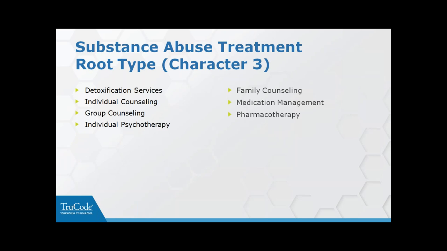These are the most important things. What are we actually doing? These are the abuse treatment root type, which is going to be your character 3 in your codes. What are we doing for the patient? Detox, individual counseling for substance abuse. Again, you can see how important it is to know if they're having therapy, group, family, or individual, what is it for? Is it for a mental health issue, or is it for substance abuse? So that's going to make a determination on which code is most appropriate.